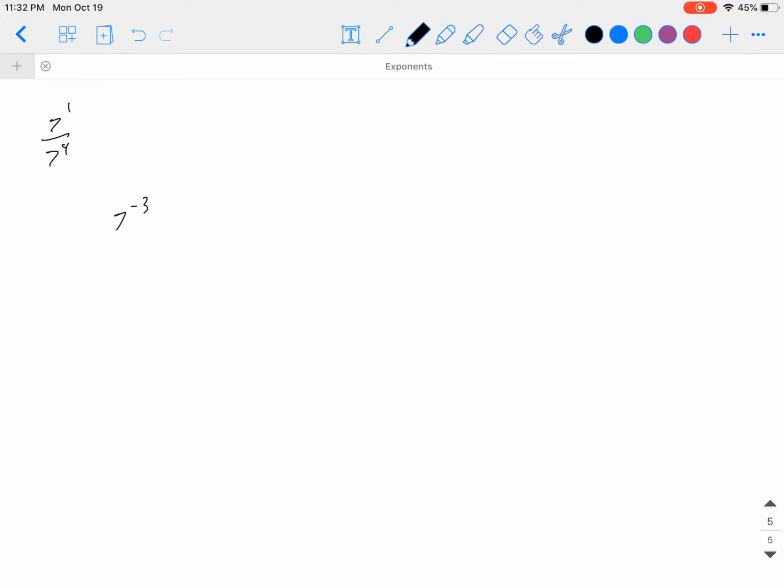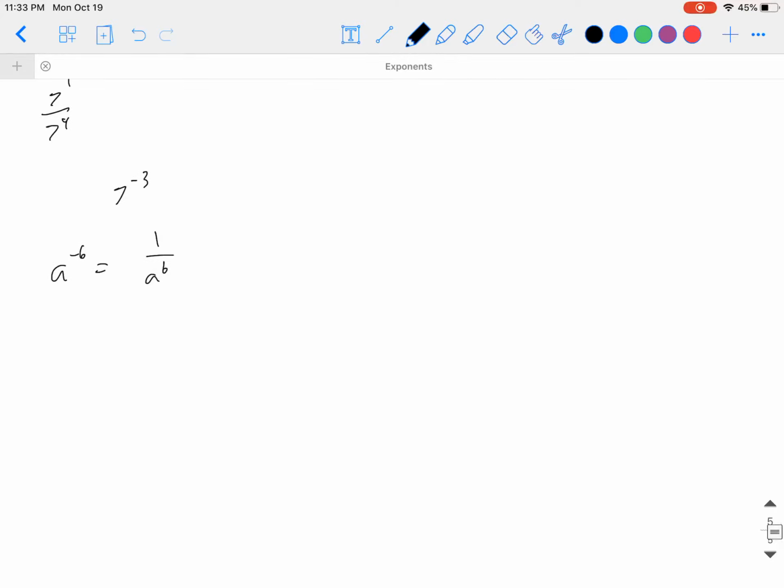The negative exponent rule states a to the negative b equals 1 over a to the b. Now again, all this means is that if you have a negative exponent, you want to switch the place it's in. So if it's in the numerator and you have a negative exponent, you want to place it in the denominator. If it's in the denominator with a negative exponent, you want to place it in the numerator.